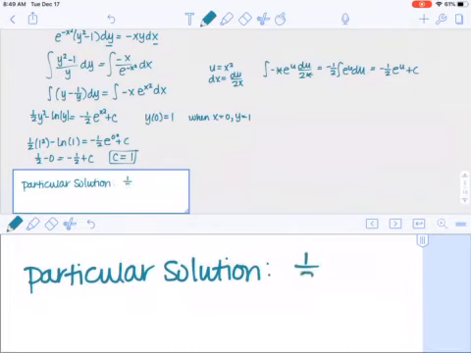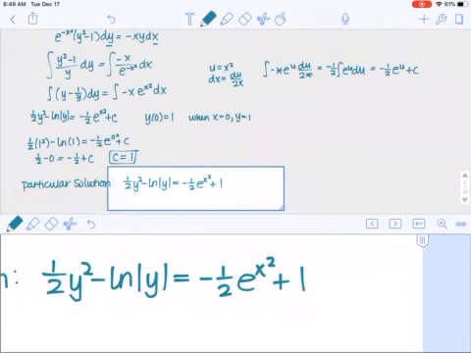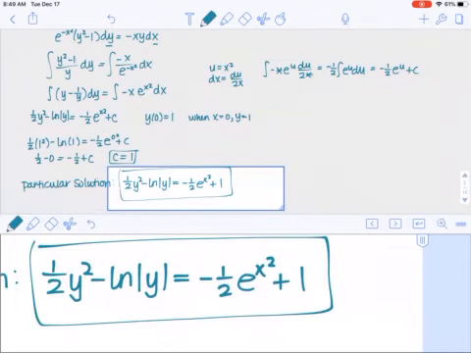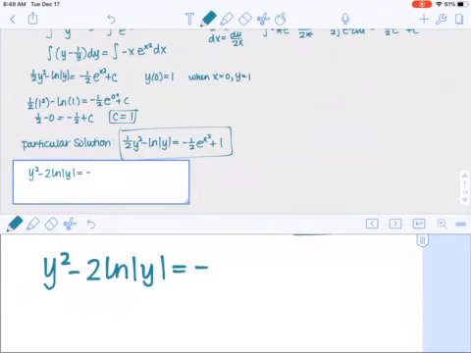would be 1/2 y squared minus natural log of the absolute value of y equals negative 1/2 e to the x squared plus 1. So that would be my particular solution. You also could clear out the fractions if you wanted to by multiplying everything by 2. So you could write it as y squared minus 2 natural log of the absolute value of y equals negative e to the x squared plus 2.